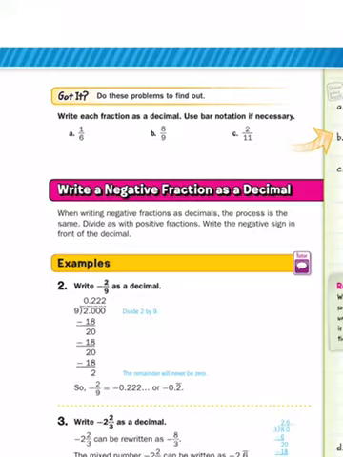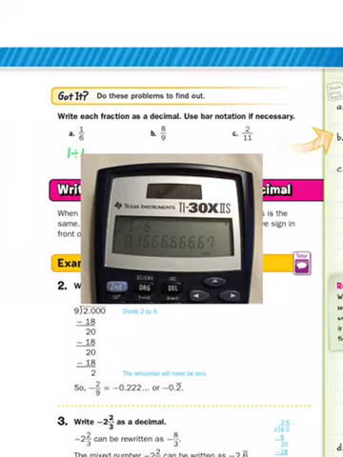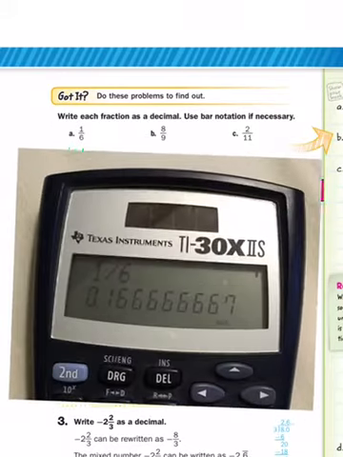Okay, so let's see how you did in A, B, and C. So first, for A, did you do 1 divided by 6? I hope so. Now what I'm going to do is bring up the calculator to show you what it looks like here. So if you did 1 divided by 6, this is what you should have on your calculator.